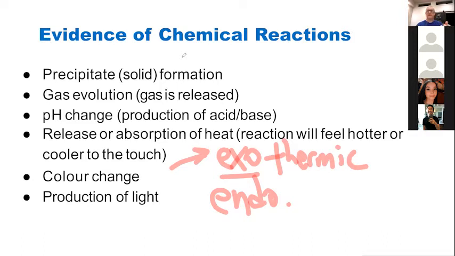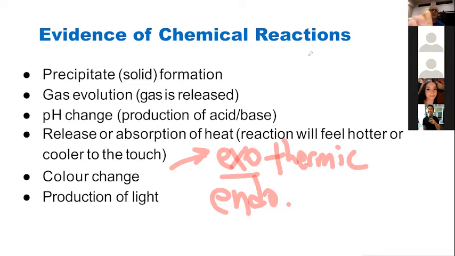For instance, if you sprain your ankle and you have one of those cold packs, there's a salt and there's a liquid and they're separated. And then when you break the separation, the salt dissolves in the water and it's an endothermic reaction. And so it sucks in heat from around it and makes your ankle feel cool.